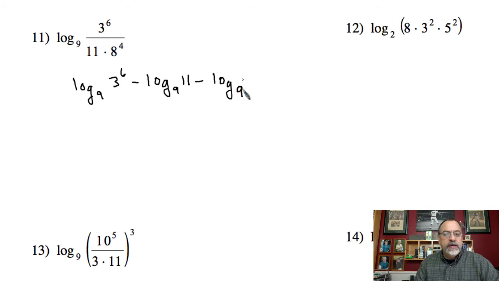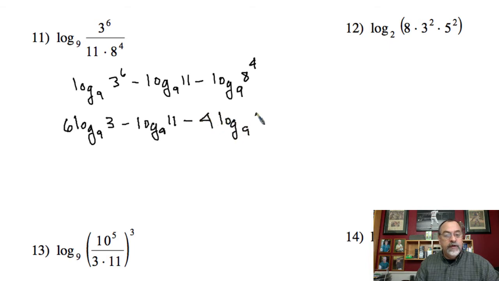This is log base 9 of 8 to the 4th. Okay, so then we can go ahead and put these exponents in front. So this is 6 log base 9 of 3 minus log base 9 of 11 minus this 4 log base 9 of 8. So this would be the expanded version for number 11.